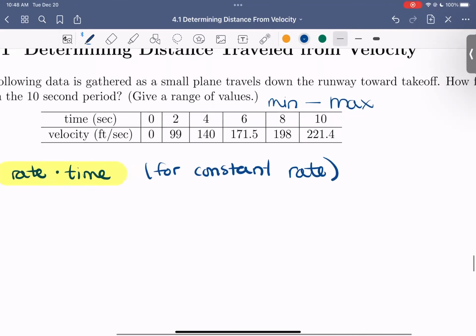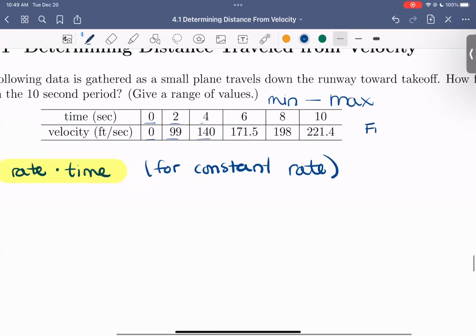So what are we given? We're given time in seconds. So it's 0 seconds, 2 seconds, 4 seconds, 6, 8, 10. And at those corresponding seconds, we're told how fast the plane is traveling. 0 feet per second, 99 feet per second, 140 feet per second, etc. So I want you to pause the video and think for a moment of how you might use this data to find distance.